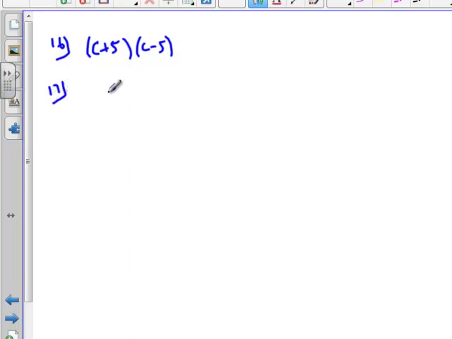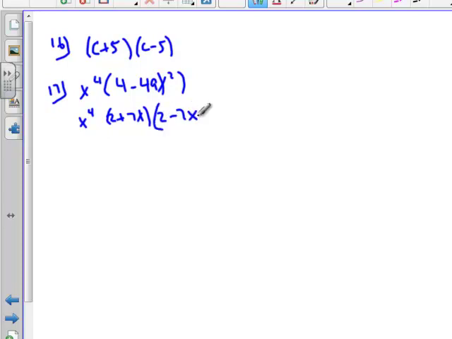Number 17, you can take an x to the 4th out of there first of all. So you're left with 4 minus 49x squared. And then out of that group, we can factor that down. That's still a difference of squares. So this x to the 4th stays there. That factors down to 2 plus 7x times 2 minus 7x.